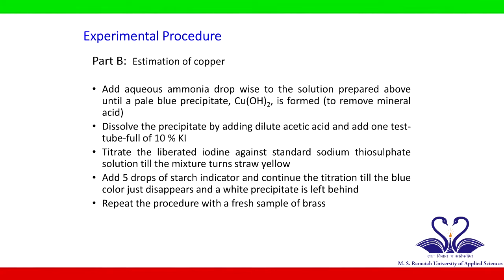To remove mineral acid, dissolve the precipitate by adding dilute acetic acid and 1 test tube full of 10% potassium iodide. Titrate the liberated iodine against standard sodium thiosulfate solution till the mixture turns straw yellow. Add 5 drops of starch indicator and continue the titration till the blue color just disappears and a white precipitate is left behind. Repeat the procedure with fresh samples of brass.